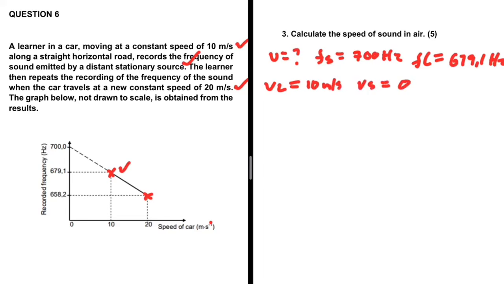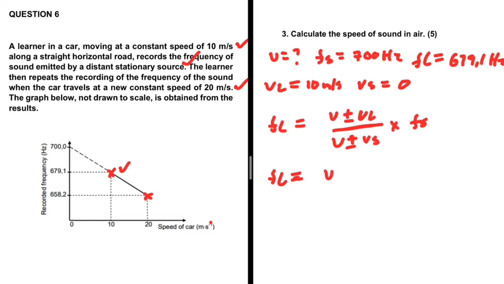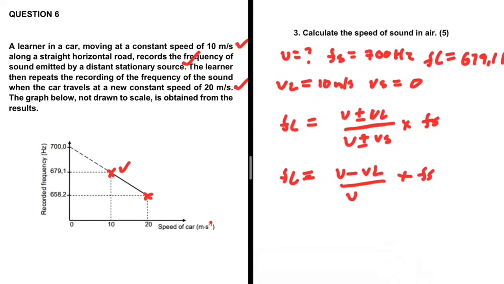So with this data, we can then use FL equals (V plus or minus VL) divided by (V plus or minus Vs) multiplied by Fs. We know fully well that our listener is moving away. So we're going to have V minus VL divided by V, plus or minus 0 because our source is stationary. It's not going to really change anything. Multiplied by Fs. Here on the numerator we have minus because our listener is moving away. We can go ahead and substitute now.